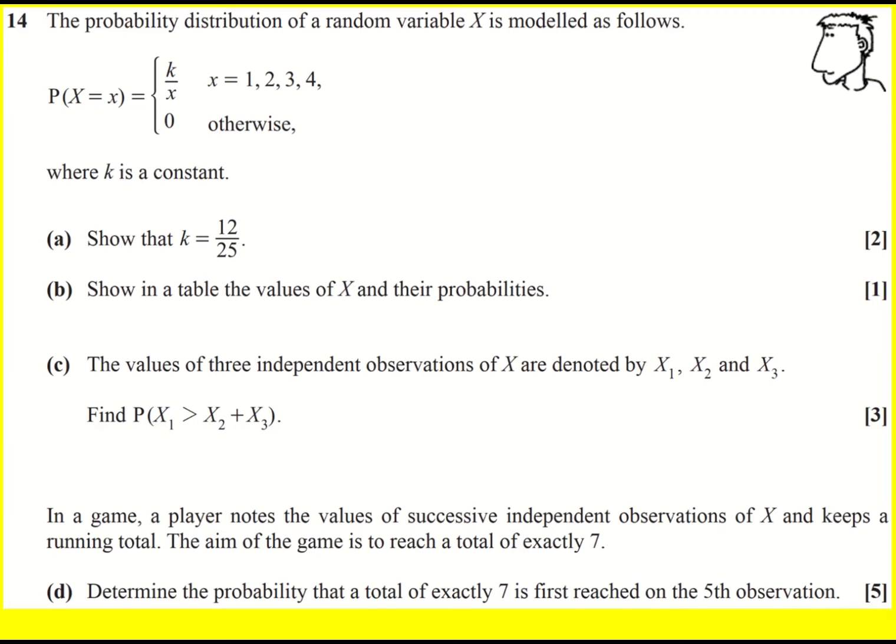We have a probability distribution as shown for different values of x. K is a constant. We're asked to show that k equals 12 over 25. So if we take each of these, k over 1, k over 2, k over 3, and k over 4, those are the different probabilities. They must add to give 1, because we have to have one of the values, because it's 0 otherwise.